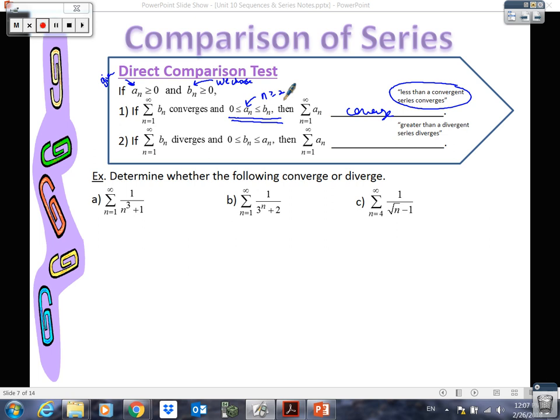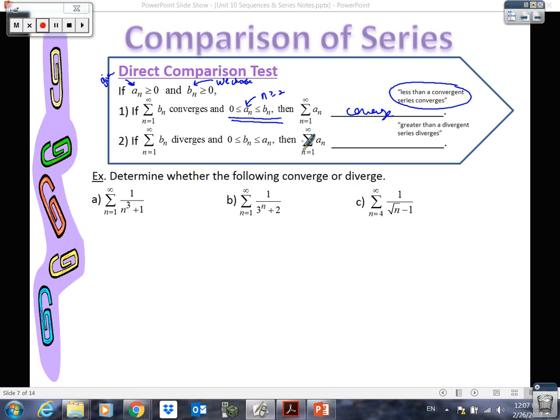Okay? So that's the criteria that we have to have for convergent. Now let's look at the other option. Let's say that the series that we choose, our chosen series, diverges. B sub n diverges. And the series that we chose is smaller than the given series.